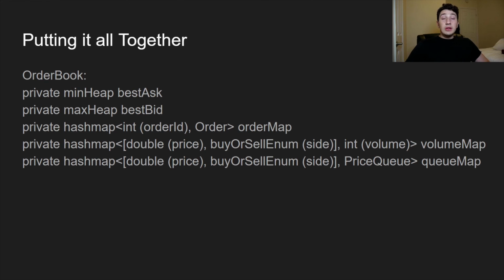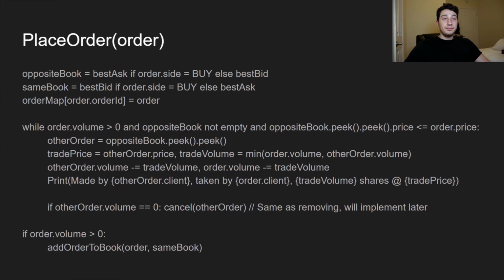So let's go through the fields of the order book itself, and we can work out what we have. So we have our min heap for the best ask part of the order book. We've got our max heap for the best bid part of the order book. We have a hash map from order ID to order, and I'm going to call that order map. It's going to allow us to cancel orders pretty easily. We also have a volume map, which, like I said before, is keyed by basically a price and a side. And then we also have a queue map, which is basically saying find the corresponding queue that's part of a heap as keyed by price and side yet again. And that's going to allow us to easily remove queues from a heap in log n time as opposed to linear time.